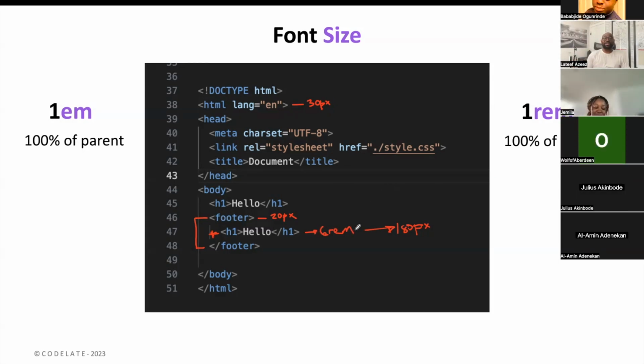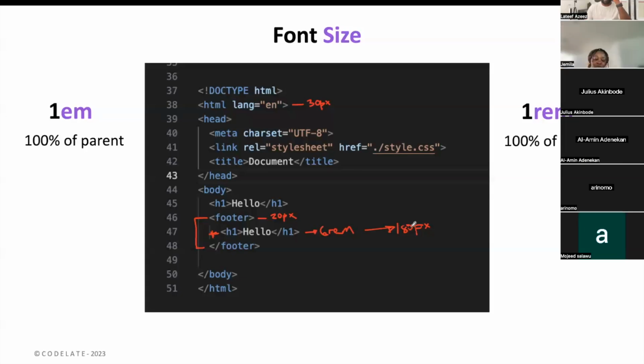Okay. So that is actually correct, guys. I will agree with Gem. It's going to be 6 multiplied by the size of the root element. And in this case, the root element is 30 pixels. So when you multiply 6 by 30, it will be 180 pixels.